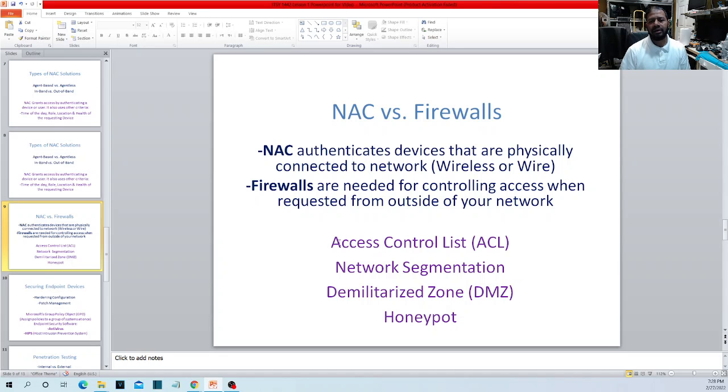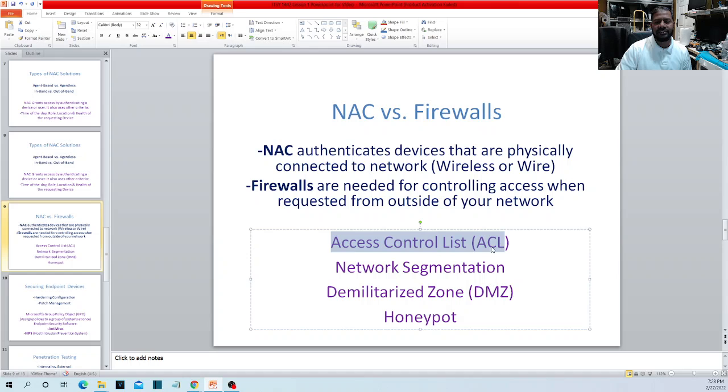Firewalls use access control lists, ACL. Firewalls have rules you set, where based on that rule, the firewall is either going to let the traffic come in, pass through, go out, or prevent them from doing so. There are some other methods we use for network security, such as network segmentation.